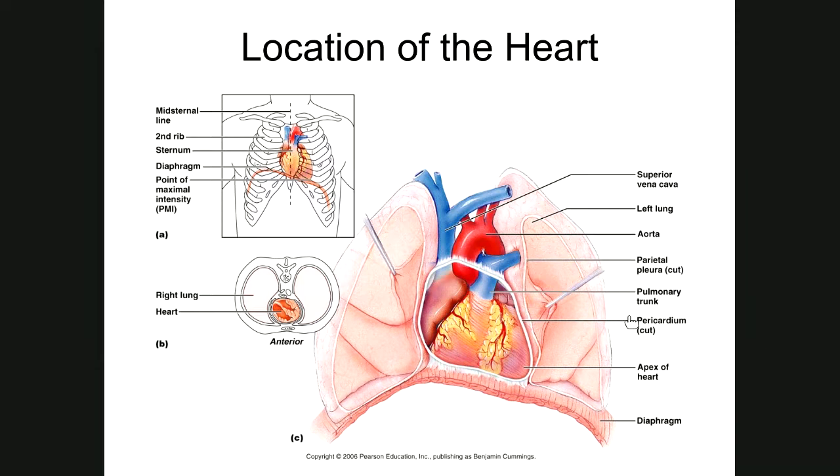Here is the heart. You see it's in between the lungs. And this picture actually shows the pericardial sac here. There it is, pericardium is cut. And it shows how the heart is in this mediastinum. You can see it's right in the middle. See mediastinal line on this top left picture? Right down the middle, and the heart is in the mediastinum, the area in between the lungs.